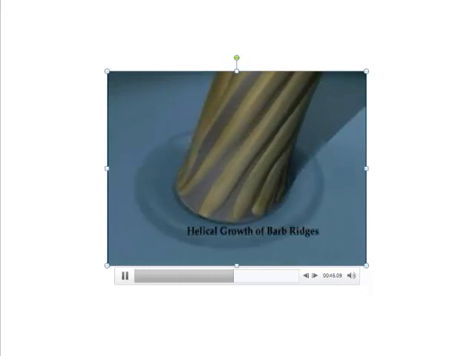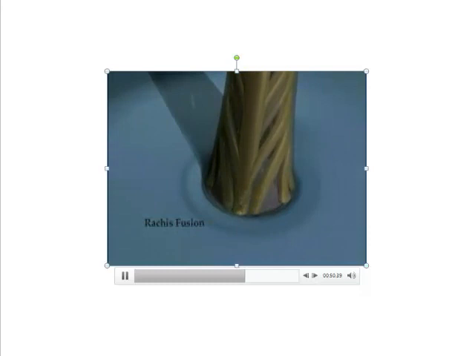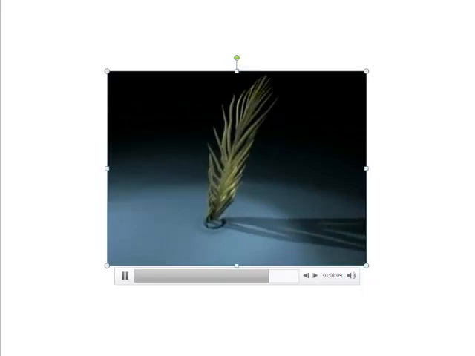And then that pushes out. Push, push, push, out, out, out. That's becoming the rachis, going up. And there you can see the rachis now, the central shaft, and all the little barbs coming off. Cool. And voila, you've got your feather.